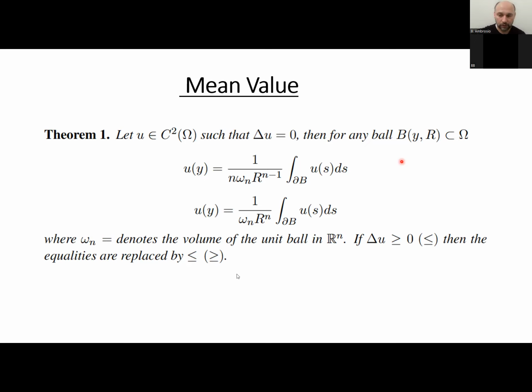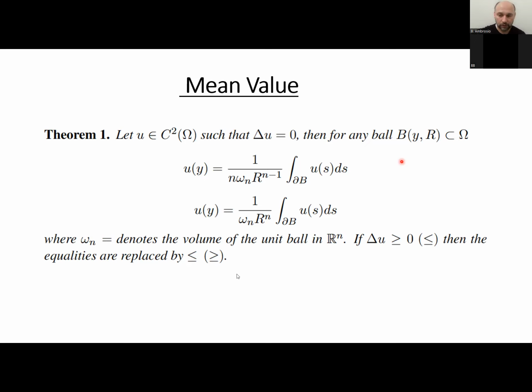So from the previous theorem, we can deduce the following results. So if U is regular, if it's a subharmonic function, which means that the Laplacian of U is non-negative, and we add that omega is bounded, then necessarily the supremum of U over omega is the supremum of U on the border.